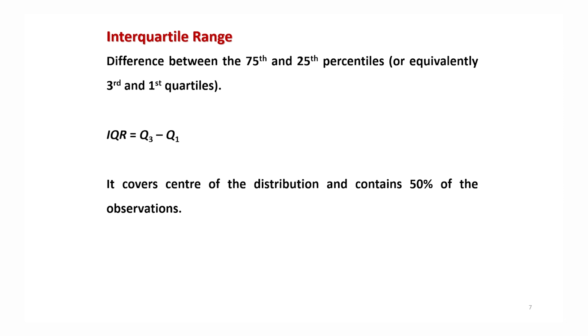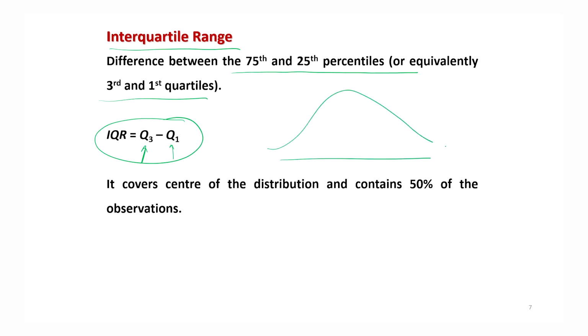Now you can recall that earlier we also had discussed the concept of interquartile range, which was the difference between the 75th and 25th percentiles, or equivalently the third and first quartile. So this was defined as IQR is equal to third quartile Q3 minus first quartile Q1, and this covers basically the central 50% of the distribution of the observations. For example, if you have a data set represented like this, this is your first quartile, and this interquartile range is indicating the spread of the data in the second and third quartile, right.